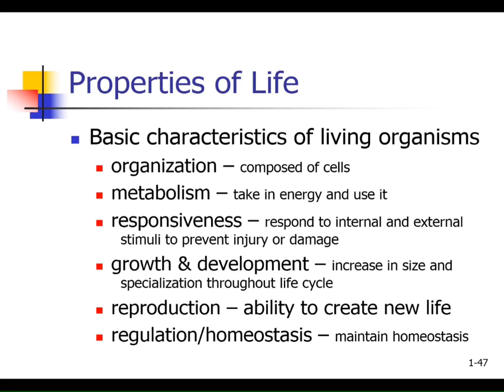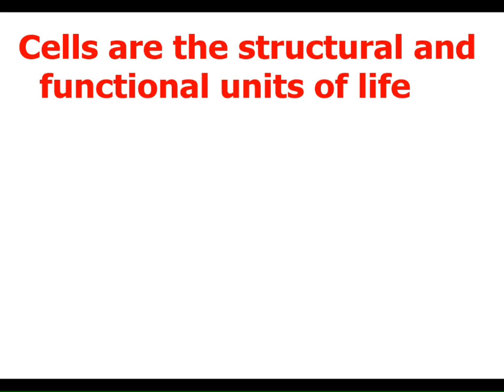All cells grow and develop. They have some sort of life cycle. All living things reproduce, make more of themselves, or have the ability to produce more of themselves. And finally, along the way, there's a lot of regulation going on. The other word for that regulation would be homeostasis. So the ability for all of your systems to work together in a meaningful way and maintain your internal environment, that's homeostasis.